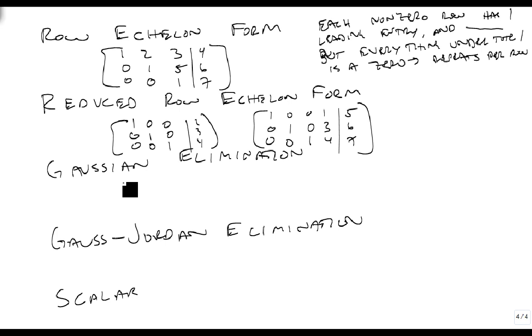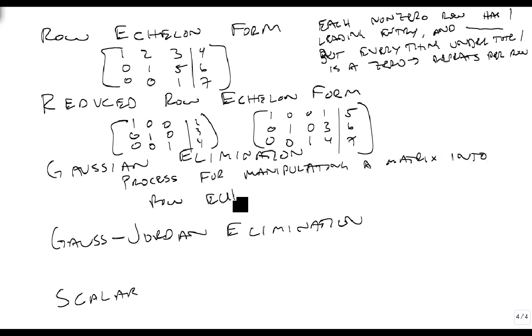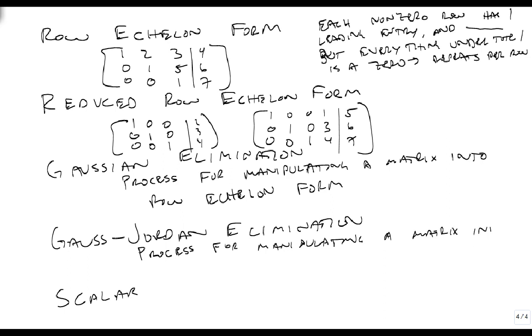Gaussian elimination is a process for manipulating a matrix into row echelon form, and it actually works exactly the same as our 3-variable Gaussian elimination that we did before. Gauss-Jordan is different though, where this is a process for manipulating a matrix, but instead of going into row echelon form, we go into reduced row echelon form.